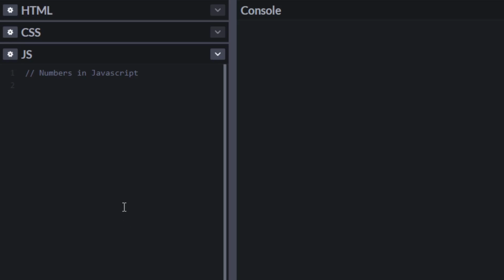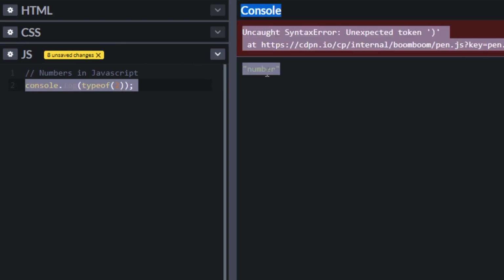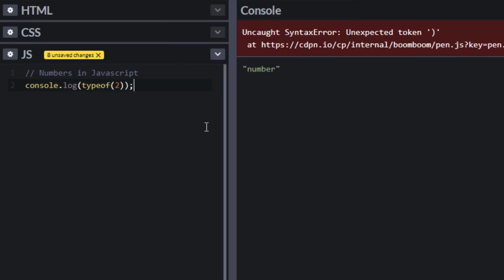Hello everyone. Today we're going to study numbers in JavaScript. In JavaScript, every value has a type, and all numeric values are given the type number. For example, if I type console.log typeof 2, it will put the type of the value onto the console here. It says number. Number is given to every numeric value in JavaScript.